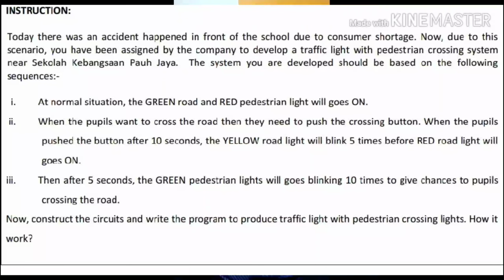Assalamualaikum Puan Aminah. By following the required sequences, we have built the flowchart for our program. This flowchart makes it easier for us to create the program and to detect errors in the program. So, let's have a look at the flowchart.